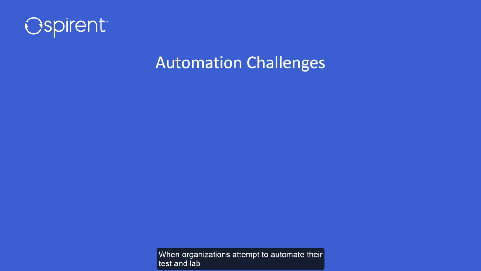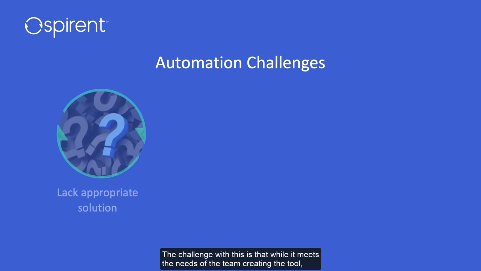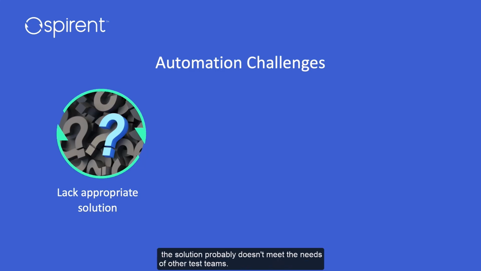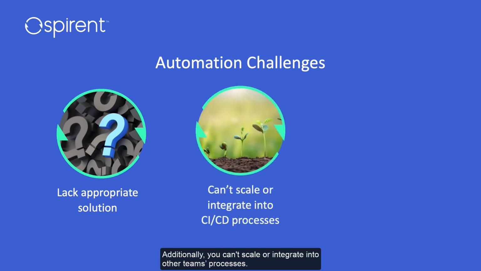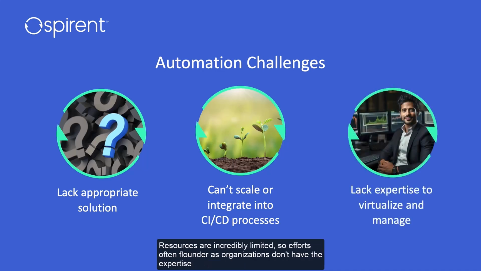When organizations attempt to automate their test and lab resources, it is often driven by an internal team who will develop a homegrown solution. The challenge with this is that while it meets the needs of the team creating the tool, the solution probably doesn't meet the needs of the other test teams. Additionally, you can't scale or integrate into other teams' processes. Resources are incredibly limited, so efforts often flounder as organizations don't have the expertise to be able to handle literally every facet that is needed to virtualize, abstract, orchestrate, and manage test and lab automation initiatives.